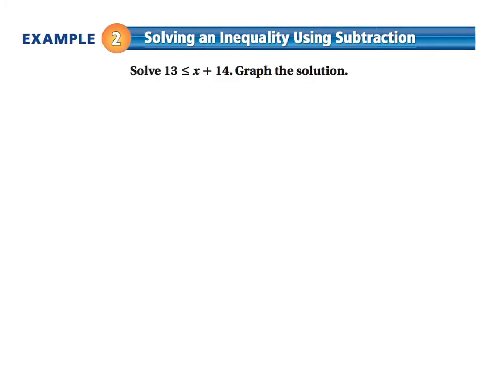So example number 2, let's solve this inequality. 13 is less than or equal to x plus 14. We're going to follow the same rules, and I know you know what to do here. You subtract 14 on both sides by using the subtraction property of inequality. That gives you negative 1 is less than or equal to x. Here is the common mistake I see. Do not ever do this. No, bad. We graph this.